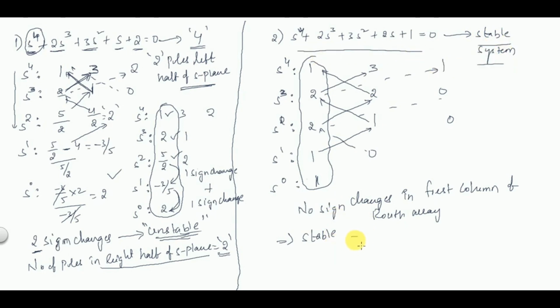Therefore, when the system is stable, how many poles will be there? This is of order 4, so all four poles lie in the left half of the S plane. All the 4 poles lie in the left half of the S plane only, okay. So this is how we can find the Routh array, and based on the coefficients, whether they are positive or negative, we can find the pole location and comment on stability, okay.